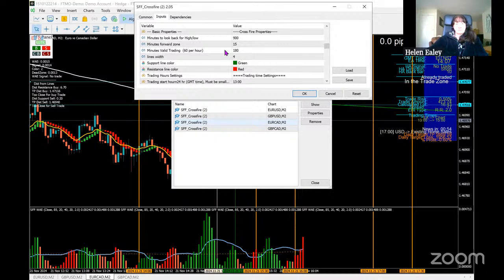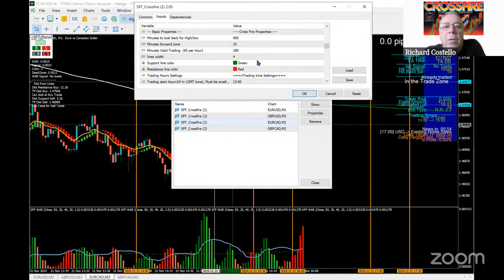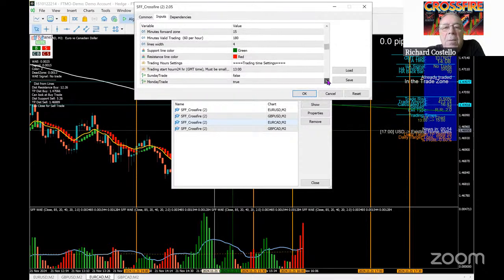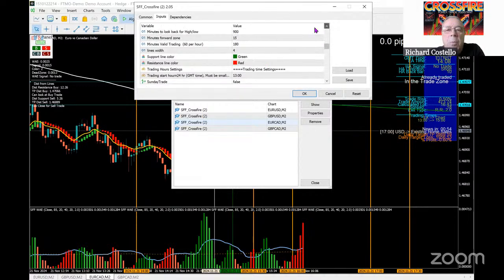But I've got my trading assistant set to work from 1300 hours UK time, and I wanted to continue looking until 180 minutes after that. So that goes on till 4 p.m. UK time. The width, that's just the width of the lines. You can increase it or decrease it. Trading time, as I say, starts at 1300 and goes on for as many minutes as you put in there.